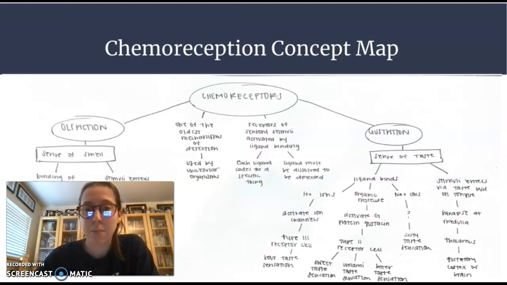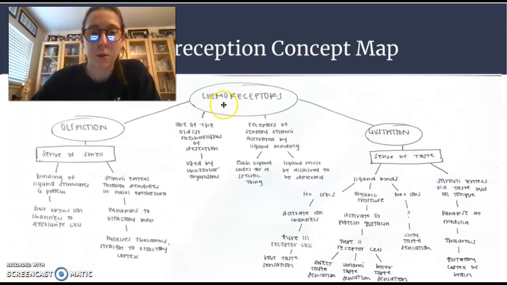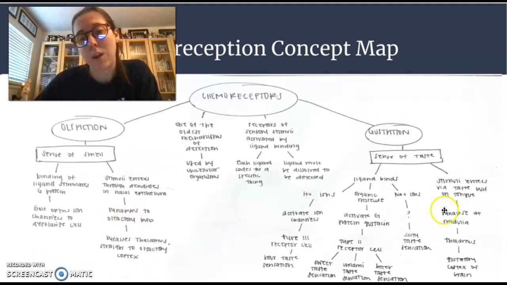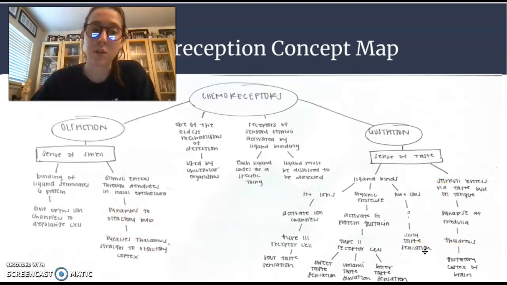Last thing here, I put together a little concept map. Let me move it so you can see the full thing. So right here, the broad topic we have is chemoreceptors, which branches off, of course, into olfaction and gustation. I have some notes here that are applicable to all chemoreceptors, and then, of course, some specifics on olfaction itself and its pathway, and gustation as well, and the different types of ligands they use and what that might mean.